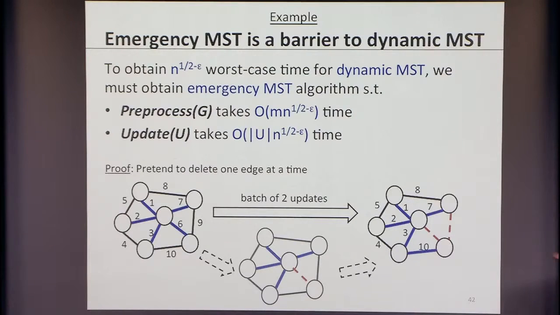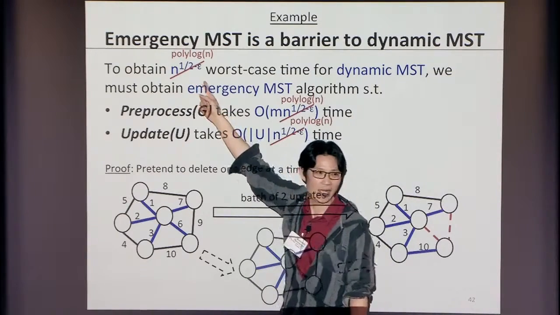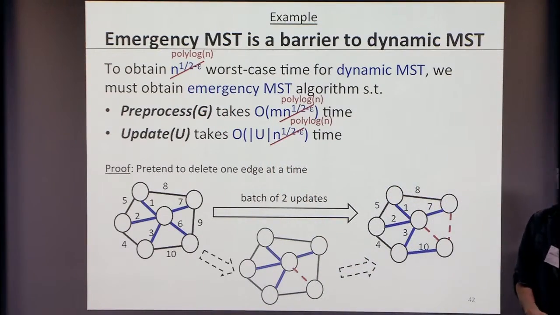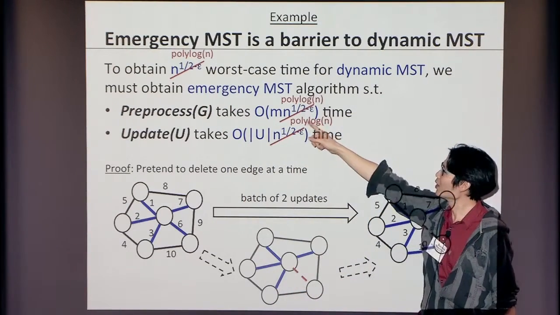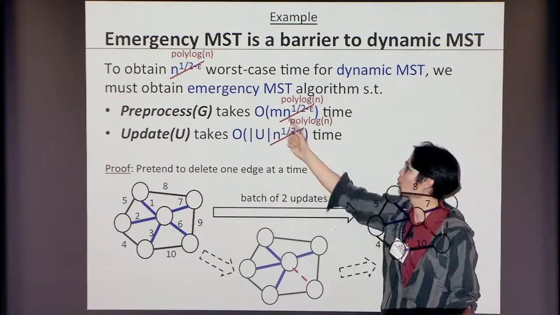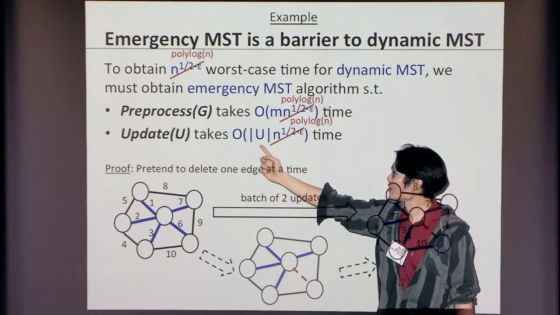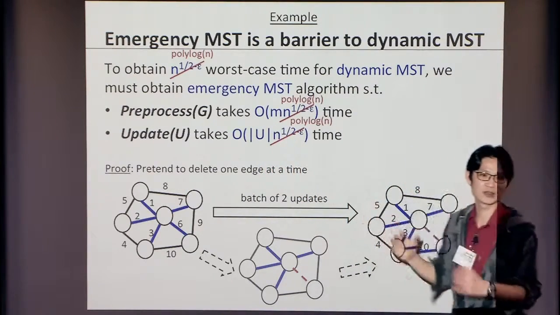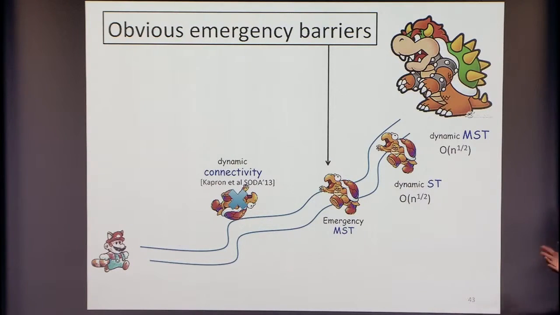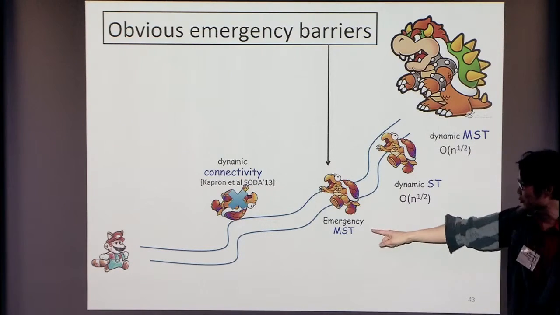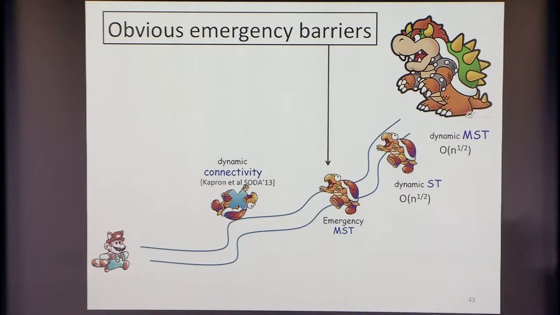And if you understand this part, you can see that you can replace this running time with anything. So if I want to get polylogarithmic time for the MST, I have to get almost basically linear time for preprocessing, and the time for the updates has to be linear in the size of the updates. So you can replace it by any number. I would say that this is one of the obvious barriers for the dynamic MST, if you have to solve this problem first, emergency MST.